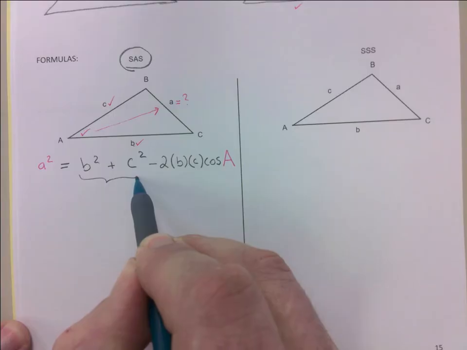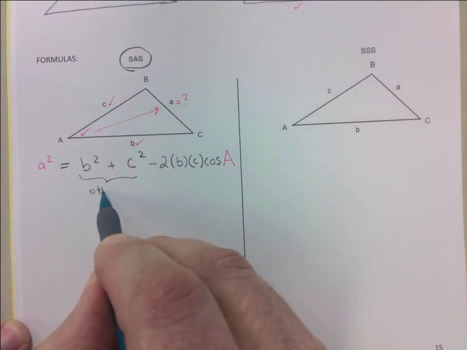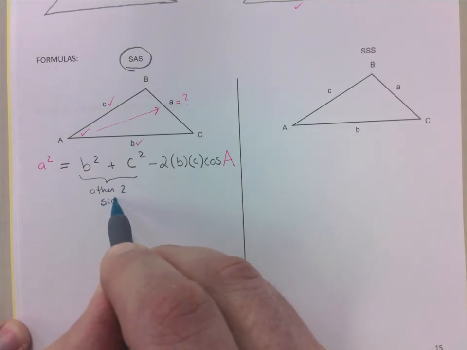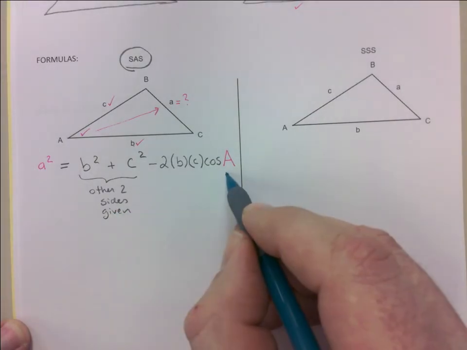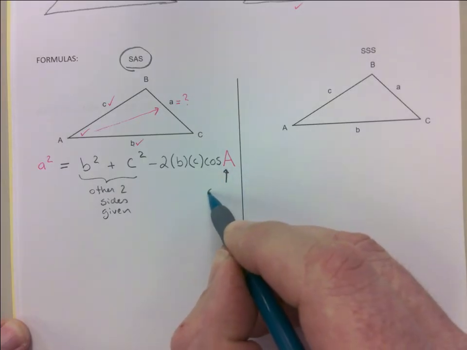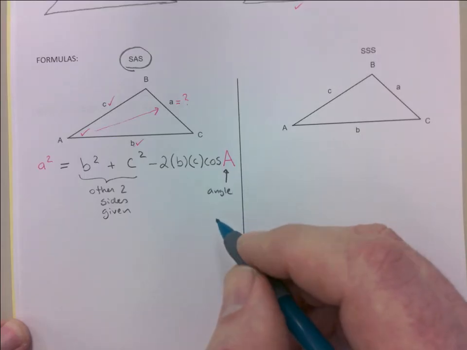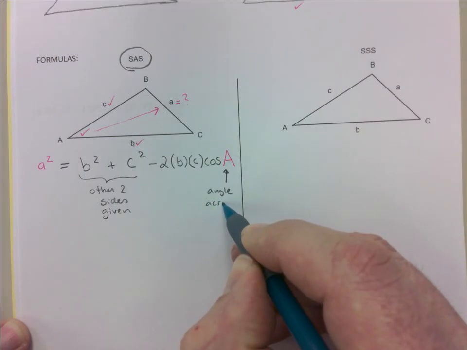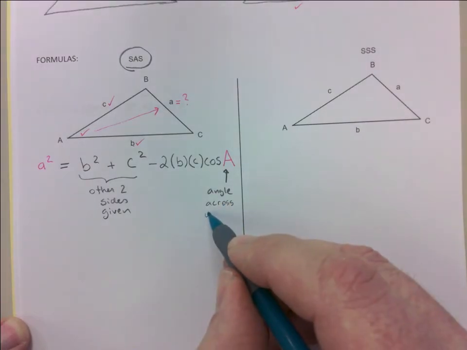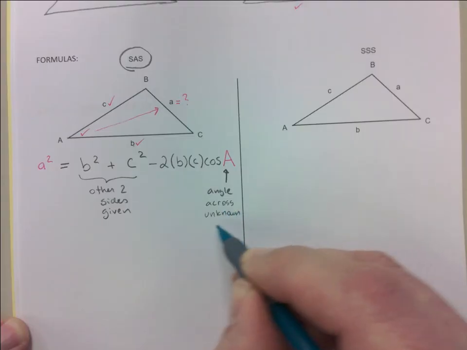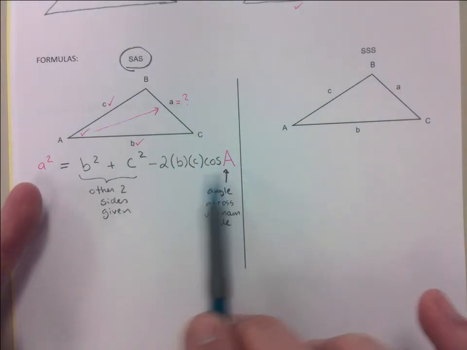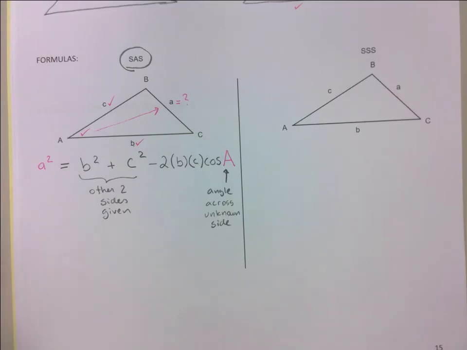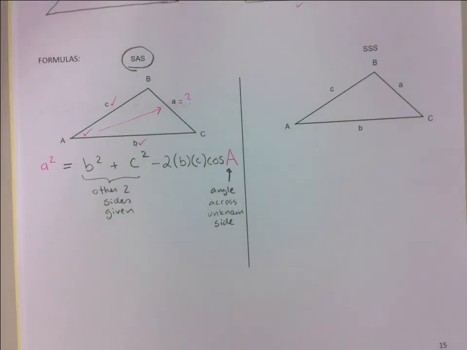These are the other two sides that you're given. Okay? And this is the angle across the unknown side. So that's the pattern. That's why I use a red pen, right? Because I want you to see that. That's not red. It looks like pink, whatever.